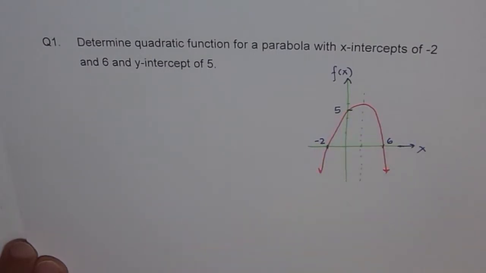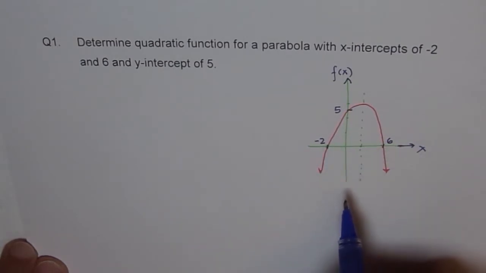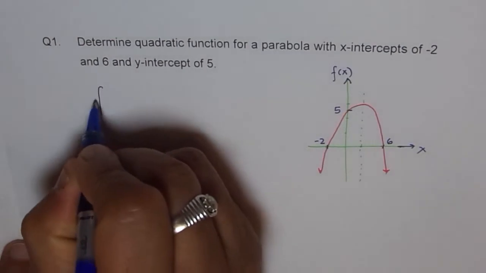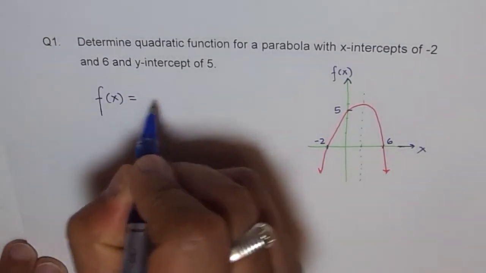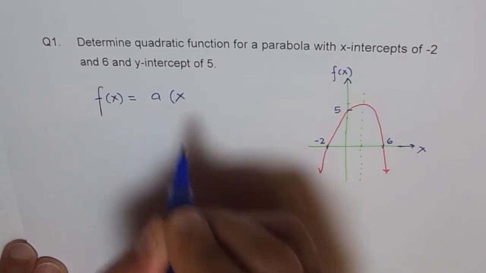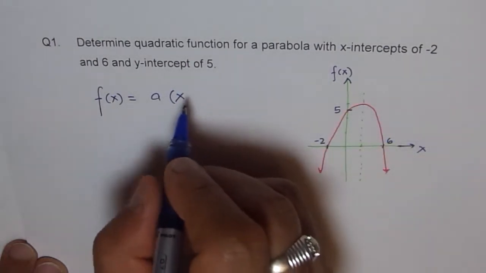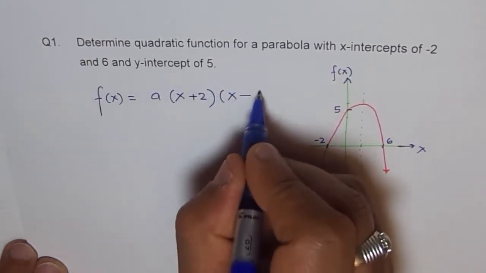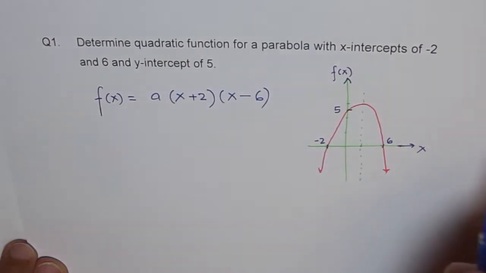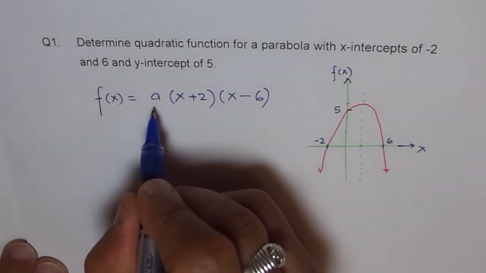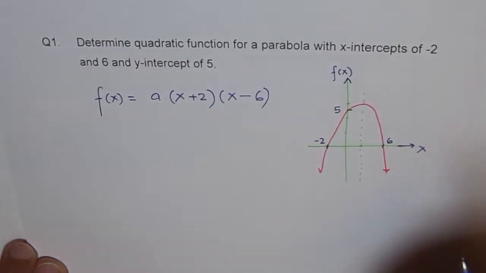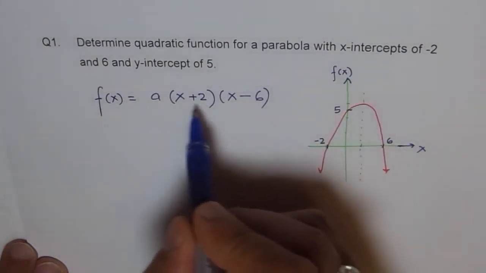Now, if you're given intercepts, the best form of equation to use is factored form, correct? So we'll use factored form. f of x equals a times (x minus the intercepts), which is -2. So x minus -2 becomes x plus 2, times (x minus 6). That's our equation in factored form. Now we need to find what a is. Some students don't even write down a, and therefore there's no question of finding it, and they land up with this as their answer.